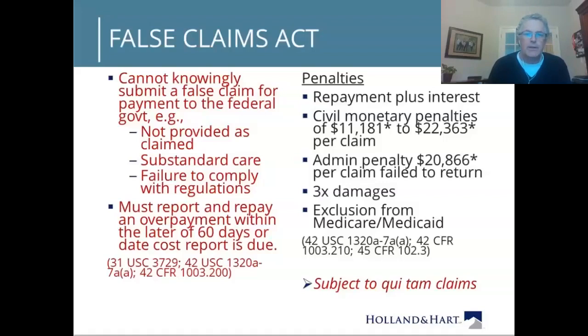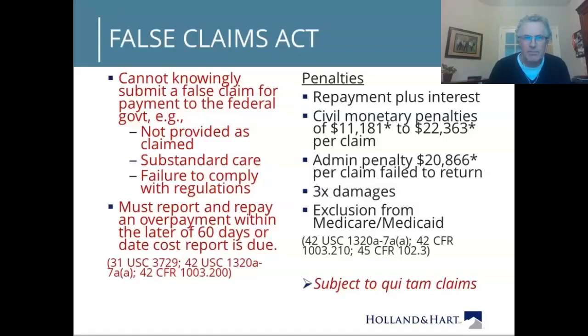You can also get hit with an administrative penalty of $20,000 if you fail to timely report and repay an overpayment. You can also get hit with treble damages, and you can be excluded from Medicare and Medicaid. In addition, under the False Claims Act, you can be subject to a qui tam action. A qui tam action is a situation where the government has authorized private individuals to go out and sue you on behalf of the government.